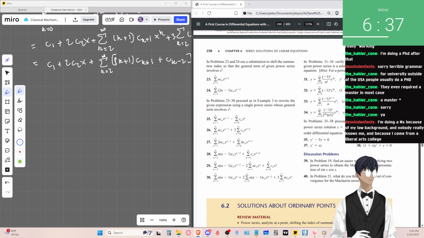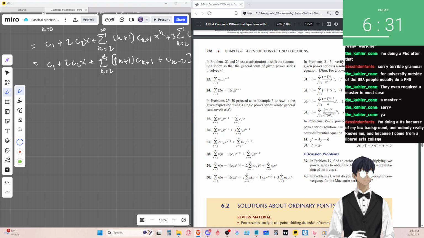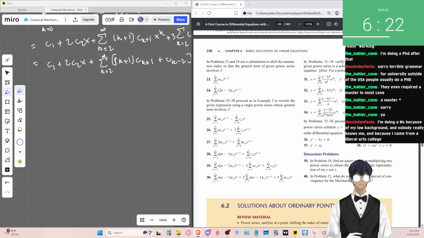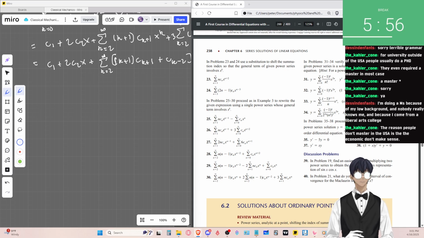I'm doing an MS because of my low background and nobody really knows me because I come from a liberal arts college. There's nothing wrong with that, you know. I went to a college that was more liberal arts. When I think about it, liberal arts colleges, there's nothing wrong with them. They're just very, very diverse. They have a lot of subjects that you can major in. I have a bachelor's in English, but I hardly use it. So there's nothing wrong with where you come from.